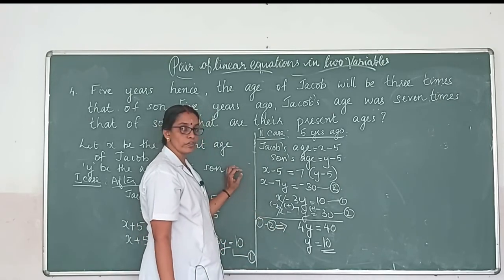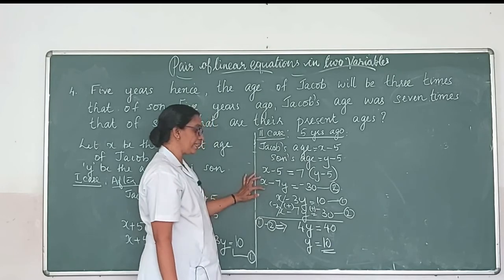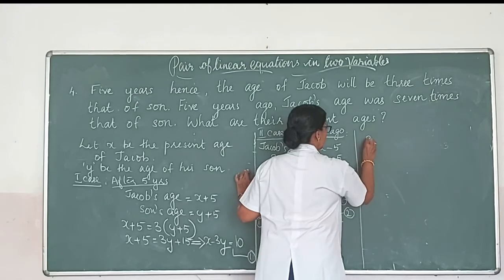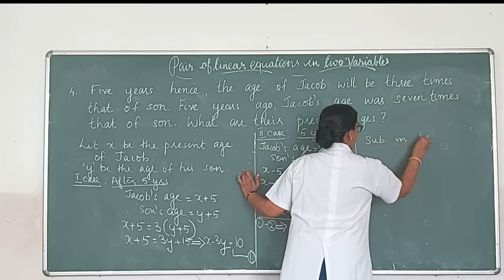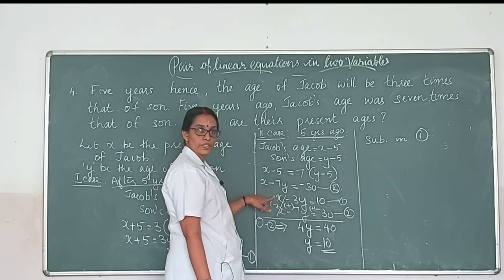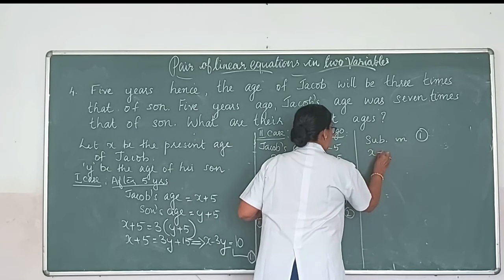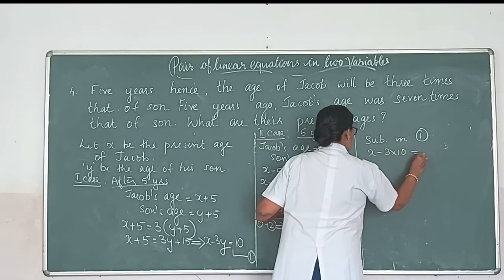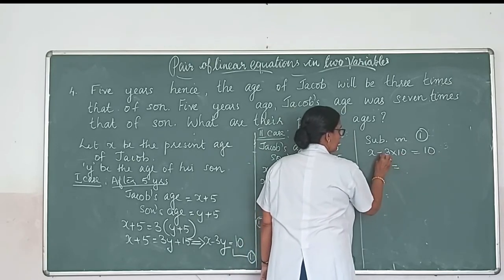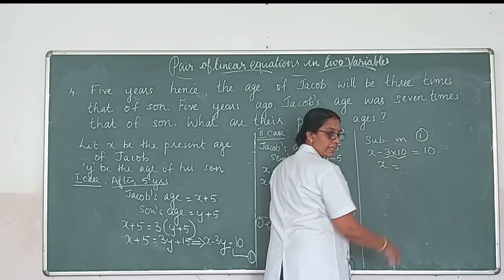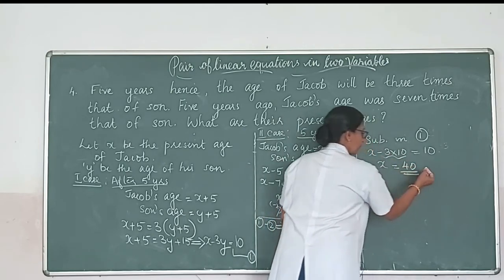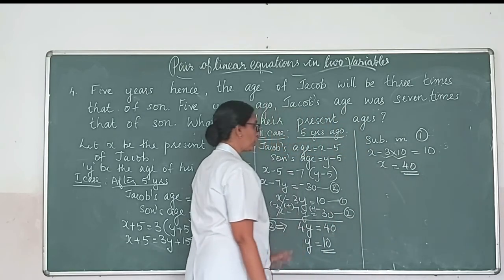Now how will you get value of x? Substitute in any one equation. So substitute in equation 1, what we will get? Equation 1 is x minus 3y equal to 10. So x minus 3 into 10 equal to 10. So x equal to 10, this minus 30 will become plus 30. So 10 plus 30, 40. Okay. So we got value of x and y.